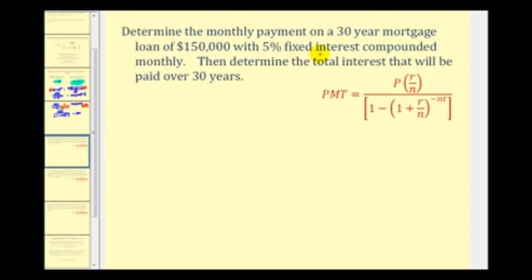Determine the monthly payment for a 30-year mortgage loan of $150,000 with a 5% fixed interest compounded monthly. Then determine the total interest that will be paid over the 30 years.